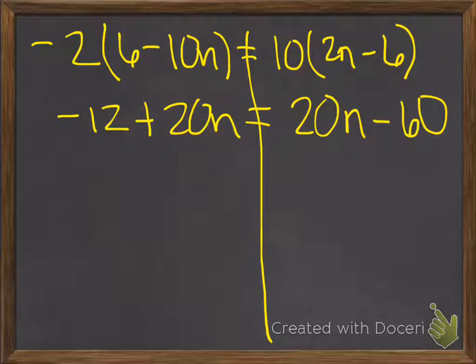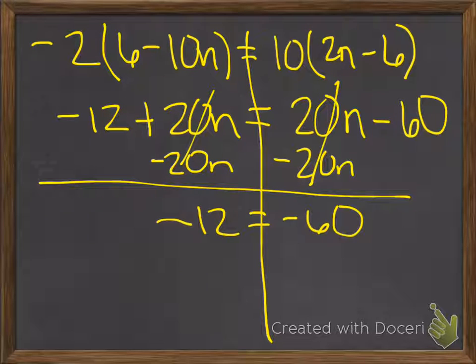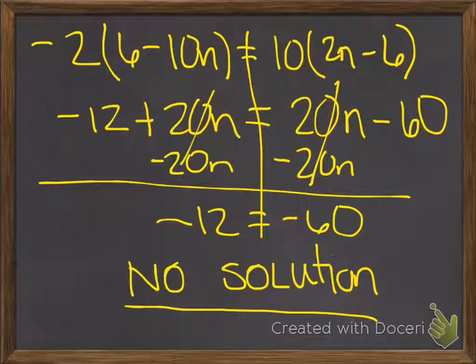Yelton, you notice anything goofy? Yes, I do. What do you notice? The variables are both the same. So if we continue this and take off the 20n, they both zero out. Does -12 equal -60? No. Okay. This is an example of an equation that has no solution. There is no real number we can put in for n that's going to make both sides of this equation the same.